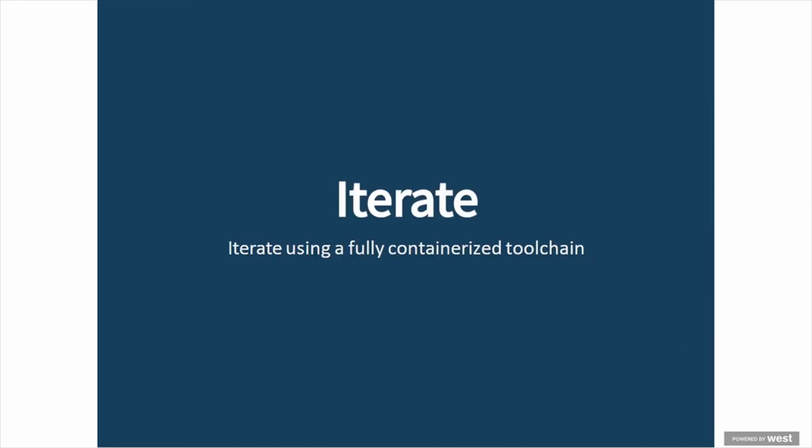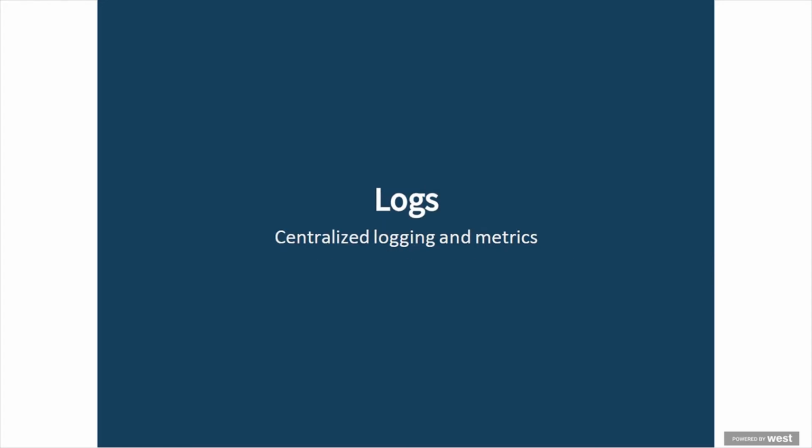This is great for iterating on solutions post-commit, but as a developer, I actually want to get feedback before I make my commits. Here are some examples of how OpenShift helps fulfill that use case as well. OpenShift provides centralized logging and metrics via the Elastic ELK stack and Prometheus.